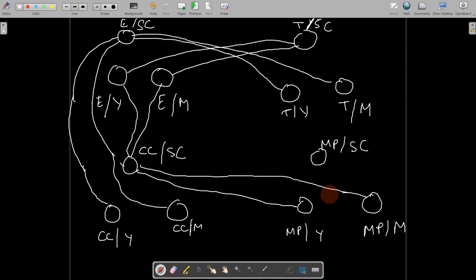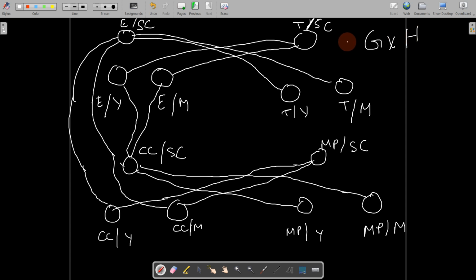Okay. And these two have nothing in common. Okay. Now, math professor, we have made. Teacher also we have made. So we have finished. So this is what the final tensor graph, G cross H, looks like.